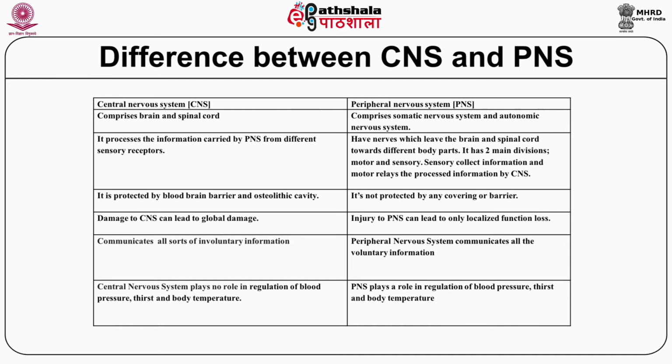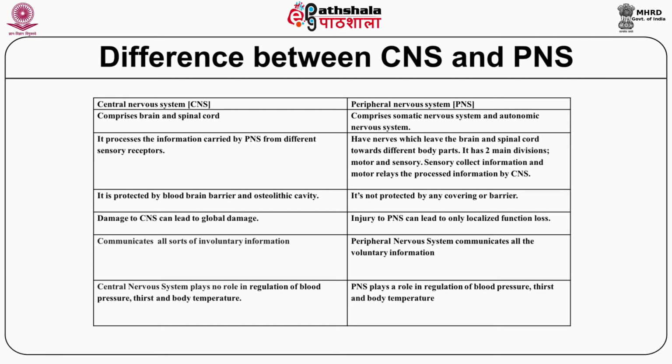The central nervous system is comprised of the brain and spinal cord, while the peripheral nervous system comprises the somatic nervous system and the autonomic nervous system. The central nervous system processes the information carried by the peripheral nervous system from different sensory receptors, while the peripheral nervous system has nerves which leave the brain and spinal cord toward different body parts. It has two main divisions, motor and sensory. Sensory collects the information and motor relays the information processed by the central nervous system.